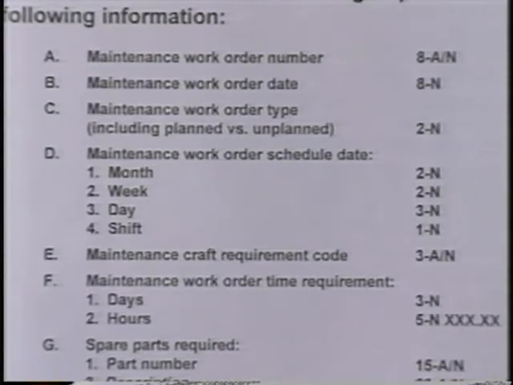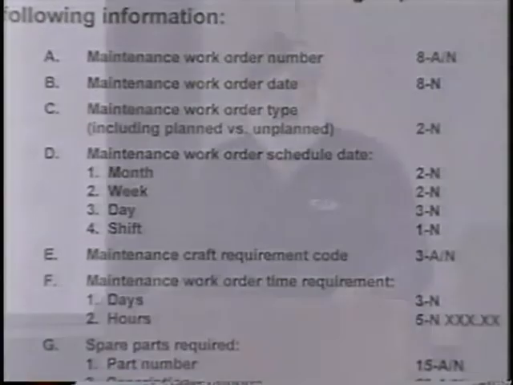Taking a look at item number A, we have the maintenance work order number, and we indicate that that could be an 8-digit number, and that could be a combination of alpha numeric requirements. And the balance of the record layout on this page and the following 3 are for basically your use, as I've indicated a moment ago.